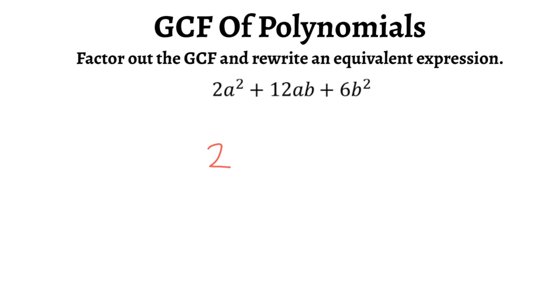What about variables? This one has an a. So this term has an a, this has an a, but this one does not have an a. All of them have to have a common value. This one has a b, this one has a b, but the first term does not have a b. So I cannot factor out a variable, just the number.